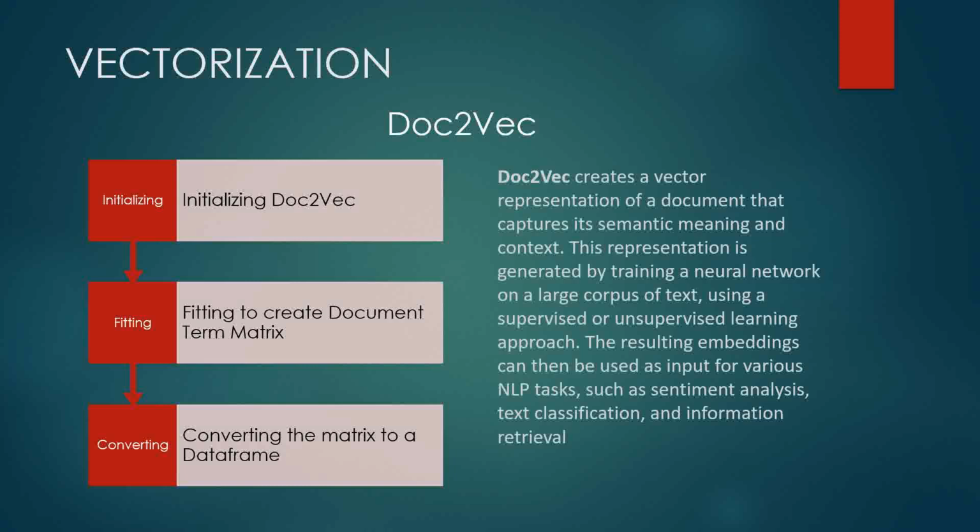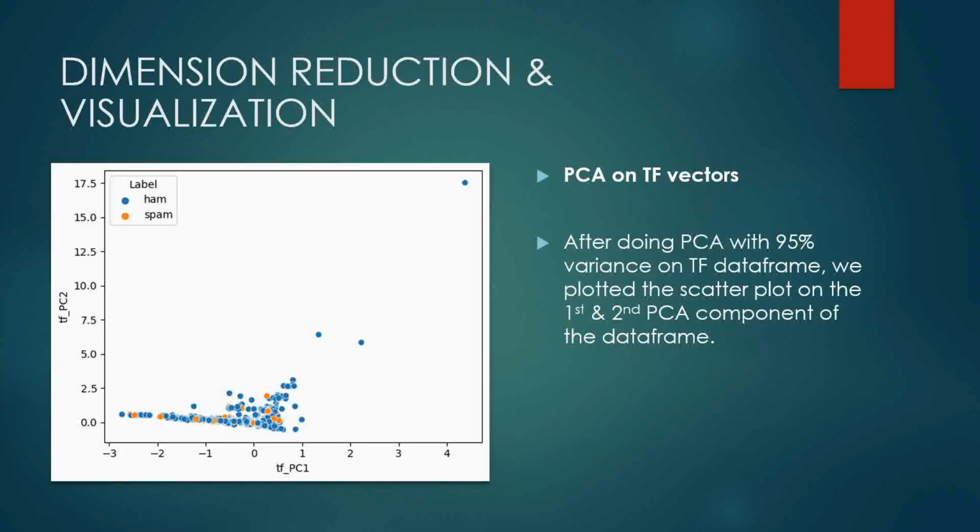The first step was initializing the Doc2Vec vectorizer. Second, after initializing, we extracted the embeddings of every word from the Doc2Vec vectorizer and created a document term matrix from that. After creating the matrix, we converted the matrix to a data frame.